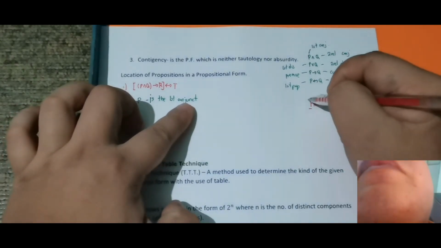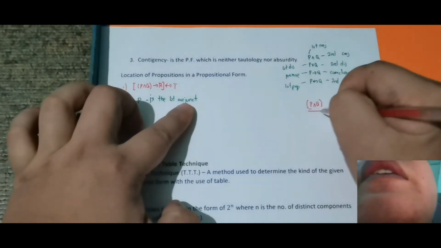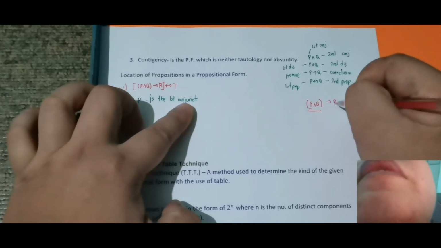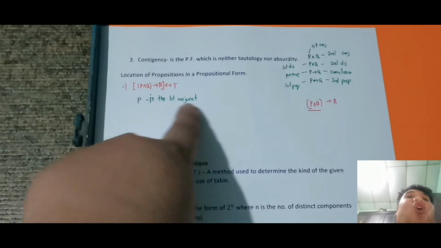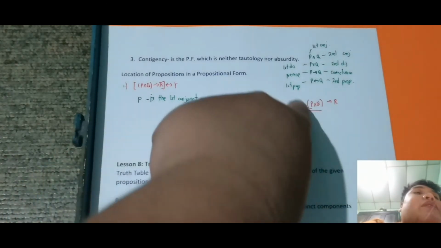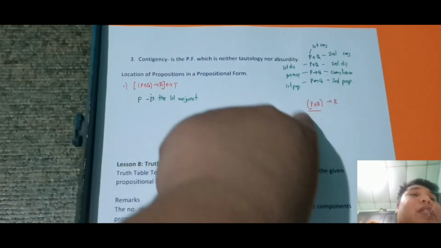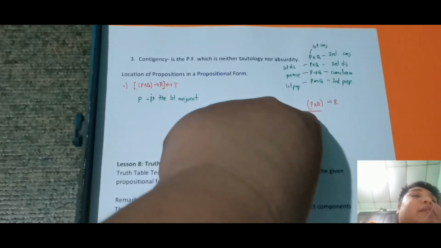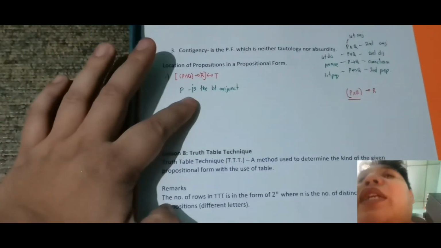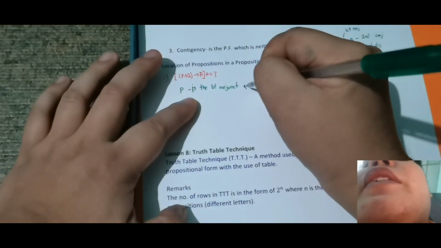Pero pagdating nun, may mas malaki pa sa kanila: implies R. Ngayon, ano na siya? Nasaan na siya? P is the first conjunct of the, ano ba tong part na to? Ito ay premise. Kung papansinin mo, ito yung main operator sa kanila. Ito na yung premise. So, P is the first conjunct of the premise.